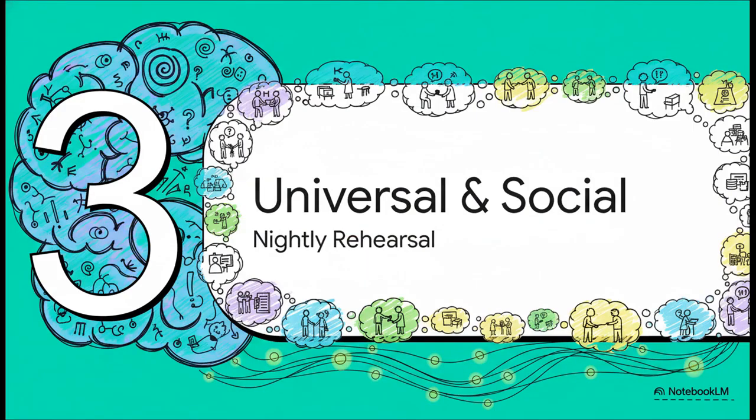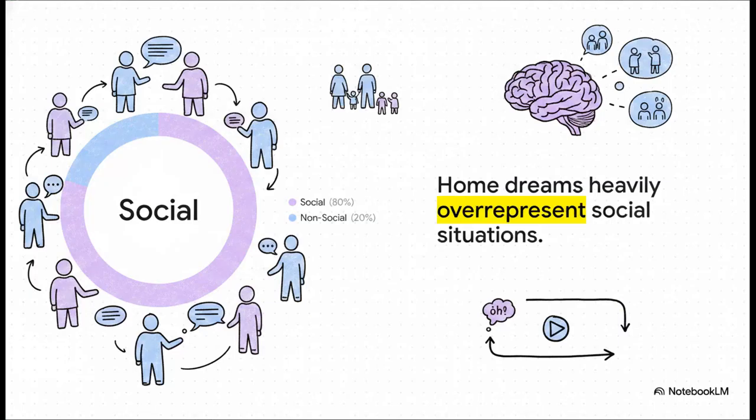Which brings us to part 3, universal and social dreams, the mind's nightly rehearsal. Get this. When researchers analyze dreams collected from people just sleeping normally in their own beds at home, a staggering 80% of them involve social situations. 80%! Family members make up a quarter of the characters, and friends make up another huge chunk. Why is that? Well, because we're fundamentally a social species.